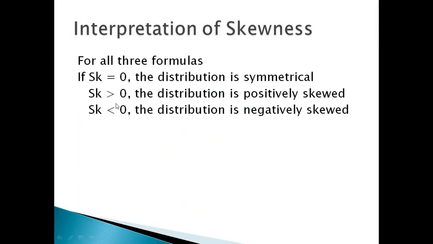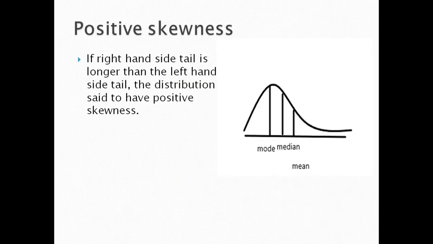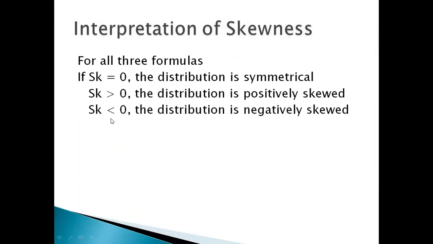If the answer of skewness is greater than 0, this means that the distribution is positively skewed. So here you can see that if the answer of any measure of skewness is greater than 0, then the shape is like this, positively skewed. And if the answer of skewness is less than 0, it is negatively skewed. So by looking at the sign, you can decide whether it is positively or negatively skewed.